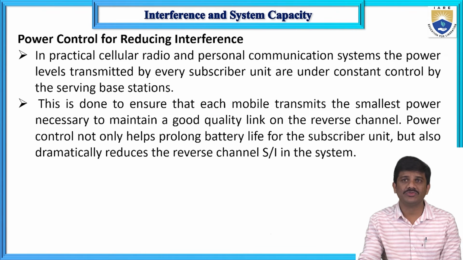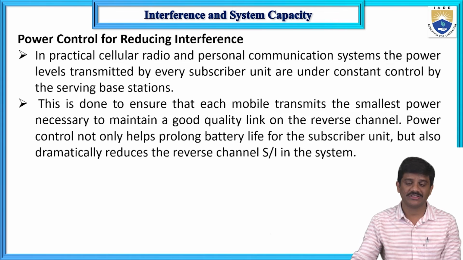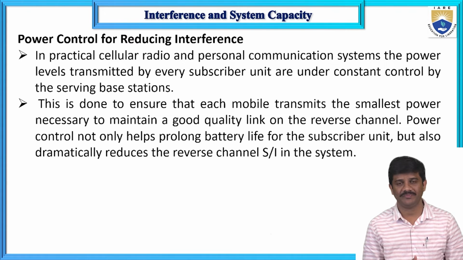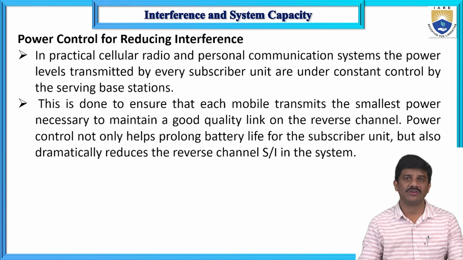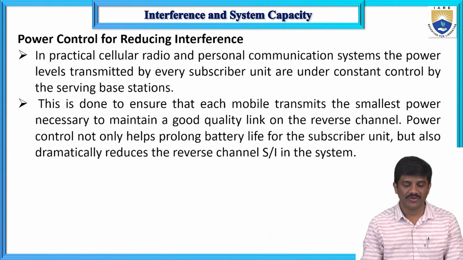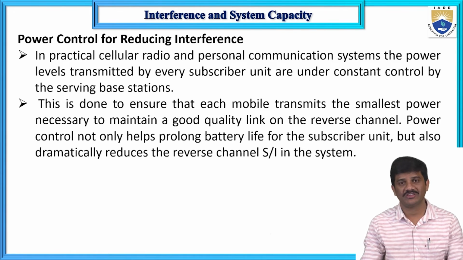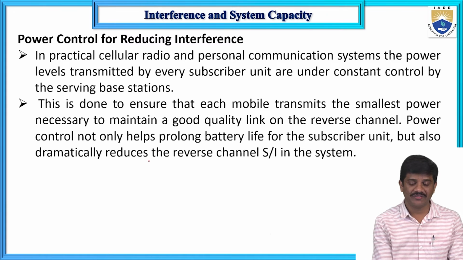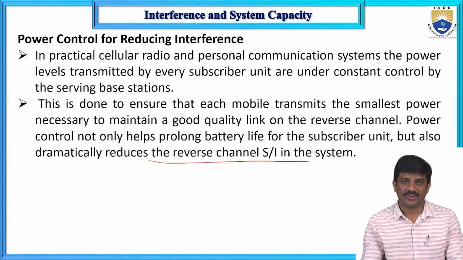Coming to another factor for system capacity, improving it also means reducing the interference. Whenever we reduce interference, we can increase the system capacity. Both are vice versa. In a cellular radio system or personal communication system, the power levels transmitted by every subscriber unit are under constant control by the serving base stations. A serving base station is the one whose transmitted signal the subscriber receives. This is done to ensure that each mobile transmits the smallest power necessary to maintain a good quality link on the reverse channel. Power control not only helps prolong battery life for the subscriber unit, it also dramatically reduces the reverse channel signal to interference ratio in the system.